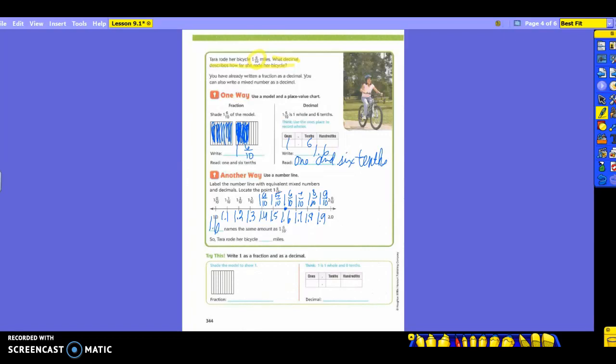Please make sure you know how to say this using tenths. Don't just say 1.6, okay? I know when you're writing it, it's easier to tell me what I'm supposed to write, but make sure you can tell it to me in words. So Tara rode her bicycle 1 and 6 tenths miles.